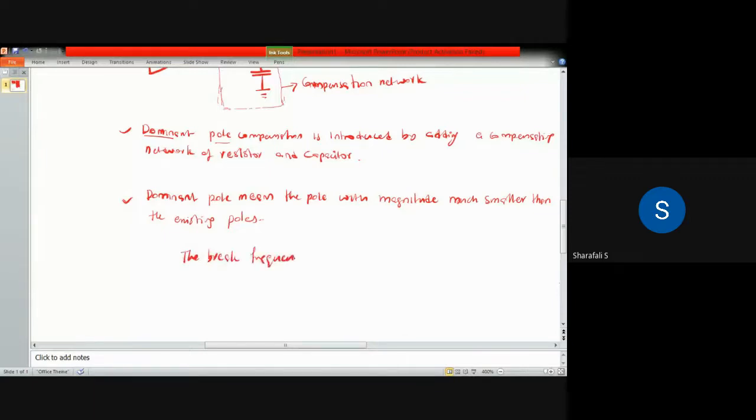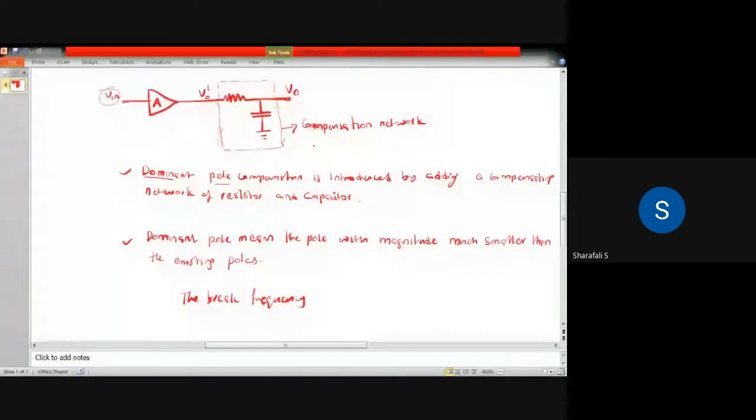So what we have done, we added an additional network to the op-amp circuit here, and that particular network is called the compensation network. Once you add this compensation network, your circuit is compensated with dominant pole compensation. Dominant pole means the pole with magnitude much smaller than the existing poles, which means that this circuit should give you a break frequency which is smaller than all the break frequencies already there in your system.